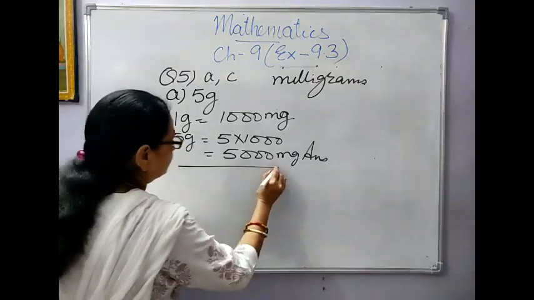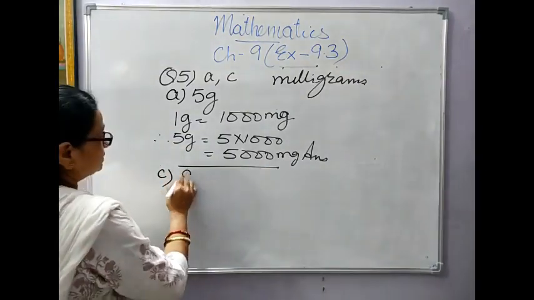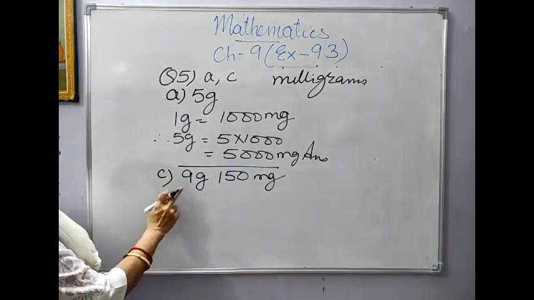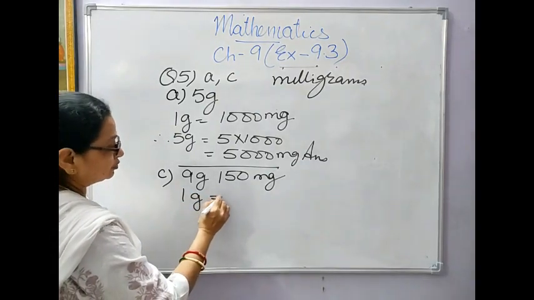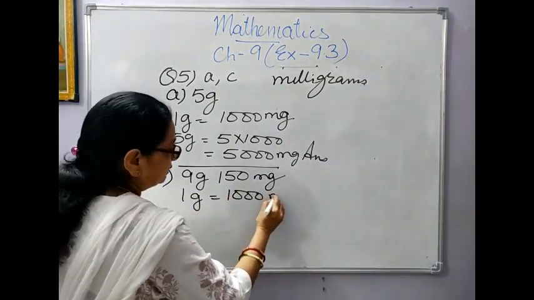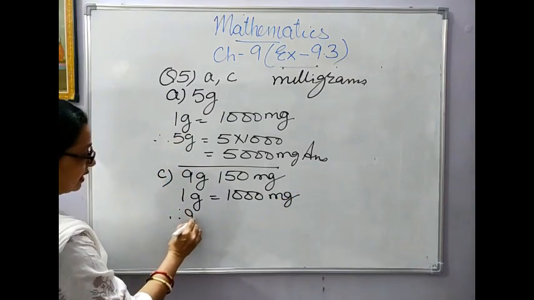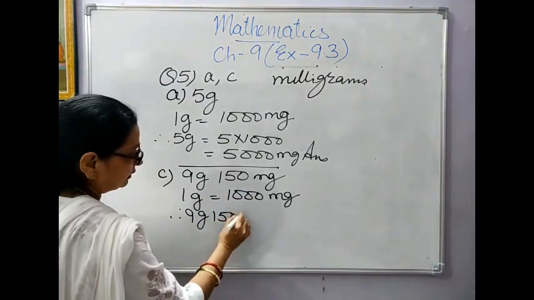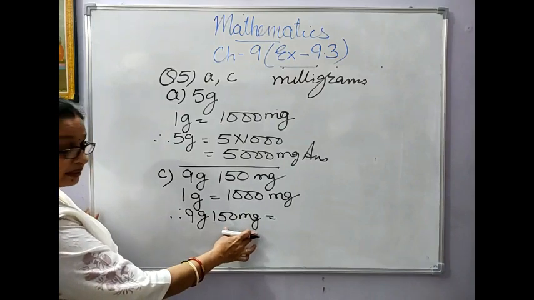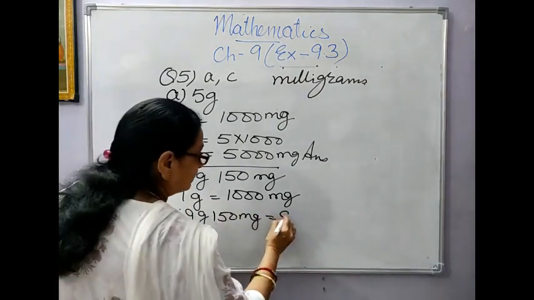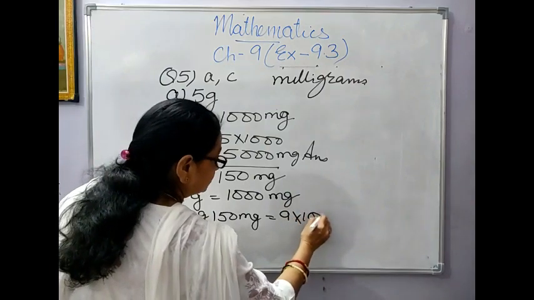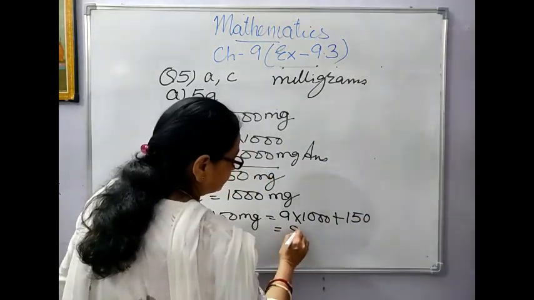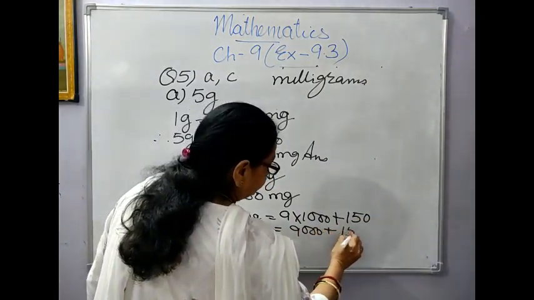Then C, you will draw the line after every sum. Sum number C, it is 9 grams 150 milligram. Okay, so first of all 1 gram is equals to 1000 milligram. Therefore 9 grams, 150 milligram will be equal to, this is already in milligrams, so we don't have to do anything. We will simply multiply this into 1000 plus this will come in as it is 150. Okay, so it is 9000 plus 150.